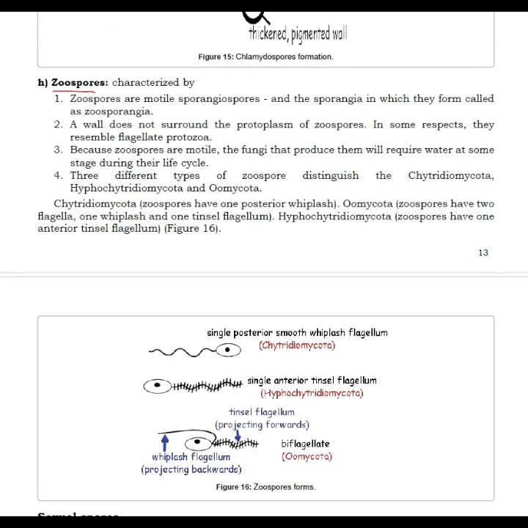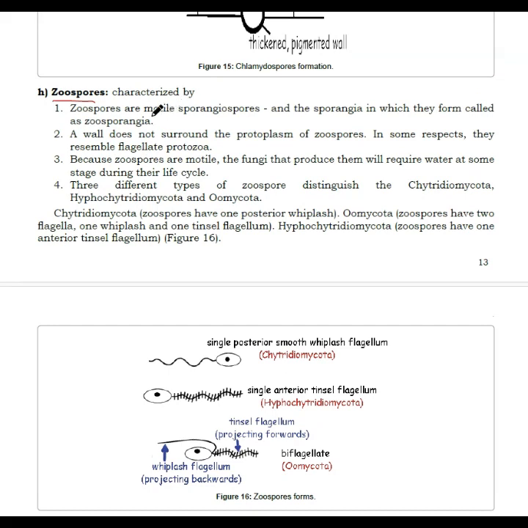And the last one is zoospores, which are motile sporangiospores, where the sporangia in which they are formed are called zoosporangia. There is no wall which surrounds the zoospores. They resemble flagellate protozoa because they are motile in nature, and the fungi that produce them require some water at some stage during their life cycle. So water is required for zoospores, and there are three different types of zoospores. What are they?